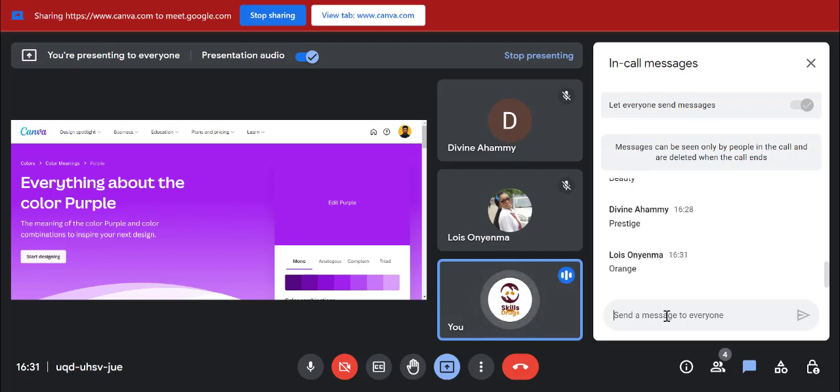Very good. Orange. Yes, that's our next secondary color. Orange. Very good. Beautiful, Lois. You did well. Okay, so let's move to orange.